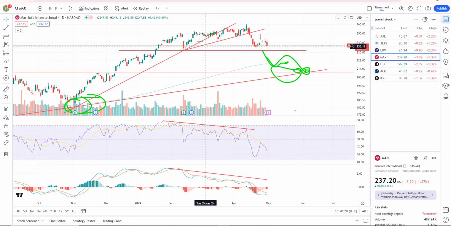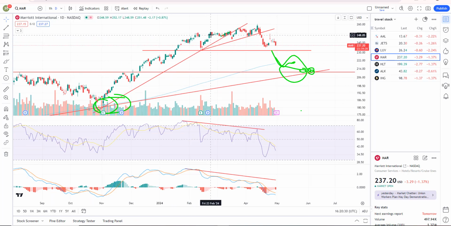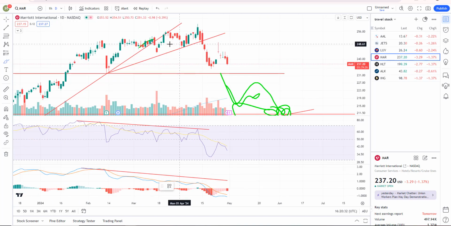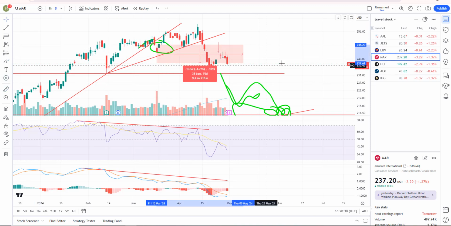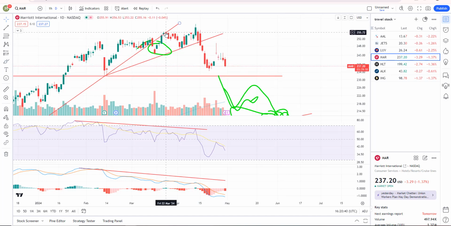Here's another one, Marriott. Again, a nice little upward trend line. Broke trend here, so that's your initial sell signal. If you took that, then you're profitable by about 4.5%. Nothing crazy. There's a back test. Again, still holding, and this thing's still playing out.